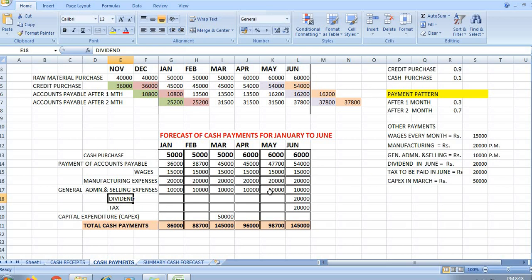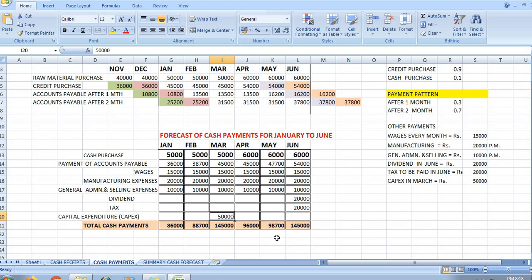Dividend. You have been told that dividend is paid in June. So fine, put the value in June. Tax is also to be paid in June. Good, you put it out here. Then there is a capital expenditure in March, 50,000. So we have plotted it here, 50,000, in March. Now we will total them up. So once you total all these up, these are your total cash payments for the period January to June.